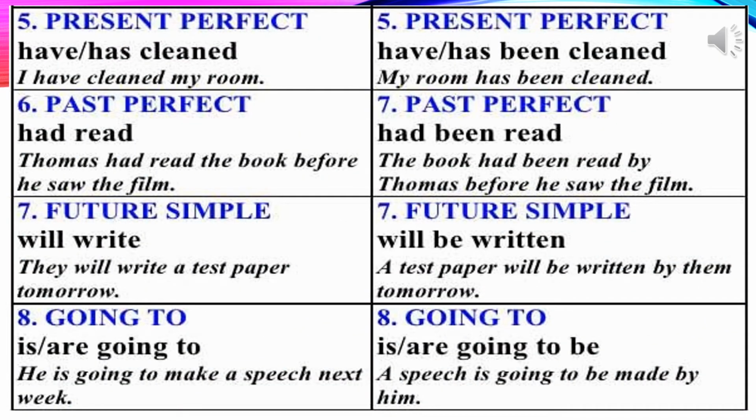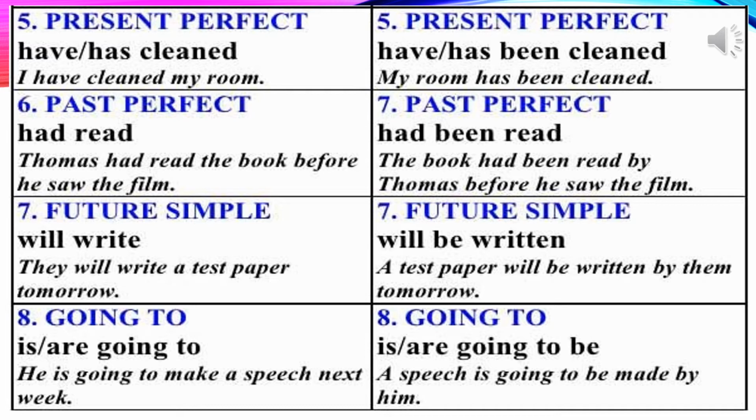Next we have present perfect tense. You know the format of present perfect tense: subject plus has or have plus V3 plus object. See the example. I have cleaned my room. See how it is changing in passive voice? My room has been cleaned.